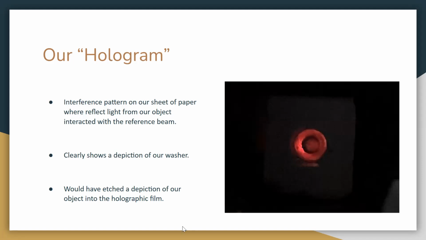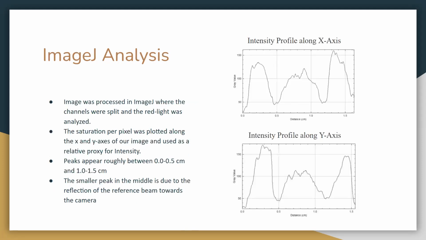Now, what's important is that the dimensionality of this hologram matches our object. So we processed our image in ImageJ, where we split the channels and the red light was analyzed. The saturation per pixel was plotted along the X and Y axis here respectively of the image. And we use this as a proxy for the intensity of the light coming off of our interference pattern.